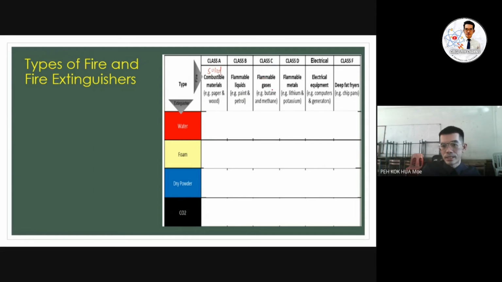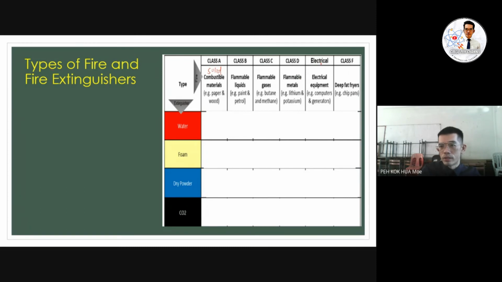Here we have the butane and the methane. So that means this is actually the cooking gas now. And class D will be flammable metal. Here we have the lithium and potassium. And here gives us the electrical.